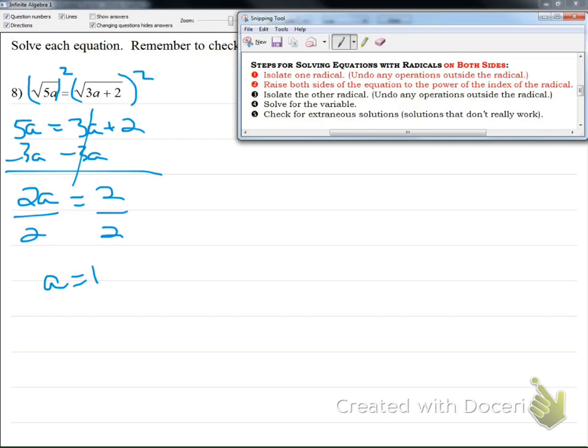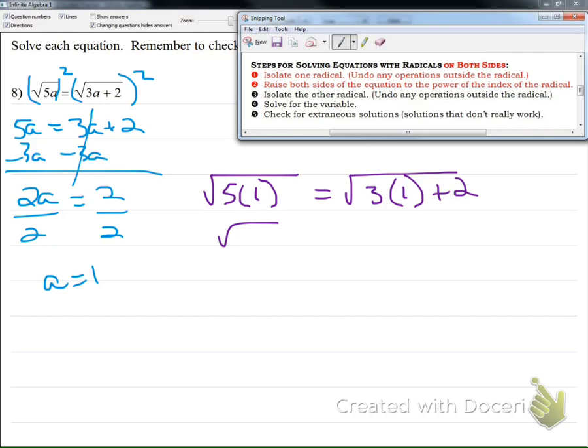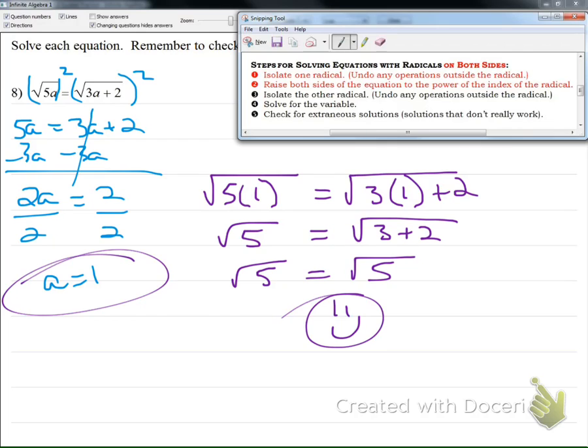Then we need to check to see if a is actually equal to 1. You have to plug it into the original equation. 5 times 1 equal to 3 times 1 plus 2. Keep the radicals there. Square root of 5 times 1, do not write 6. It is 5. Simple problem like that, I see that mistake happen all the time. Equals the square root of 3 times 1 is 3 plus 2. So square root of 5 is equal to square root of 5. Those are equal to one another, so we can stop right there. So our final solution is a is equal to 1.